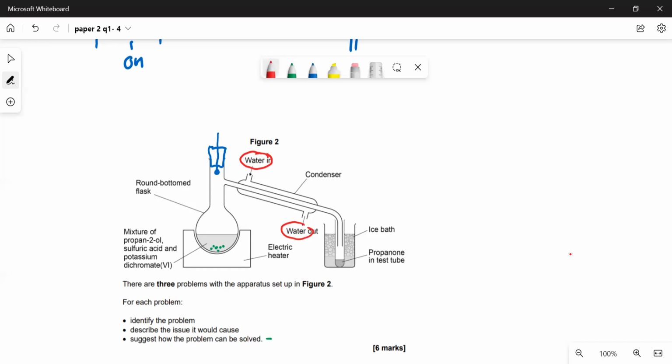Right, the water in and the water out. The condenser might not get cold enough if you had the water coming in the top. It would just trickle through without filling up the jacket, and you might lose more of the propanone than you should. Some of it might not condense. And finally, the anti-bumping granules. If you didn't have them, it might boil too violently, and some of the liquid could splash down the condenser, and you'd end up getting dichromate in your propanone, which obviously you don't want.